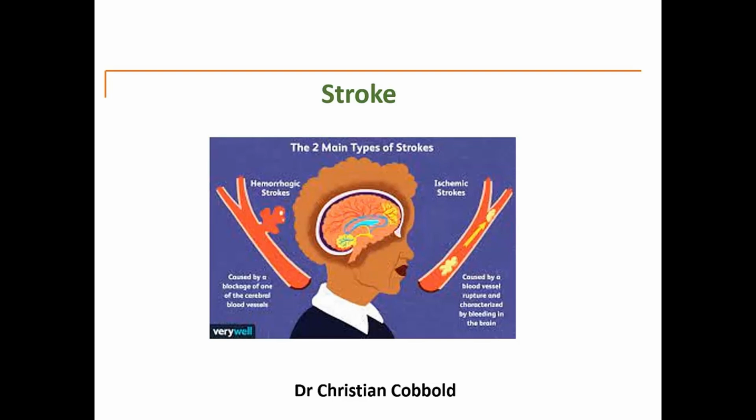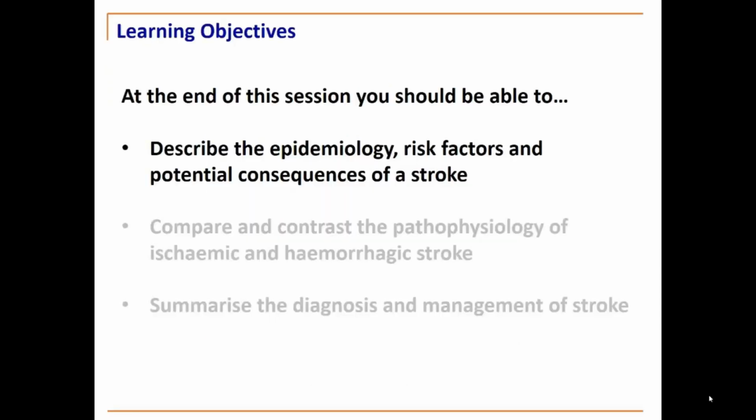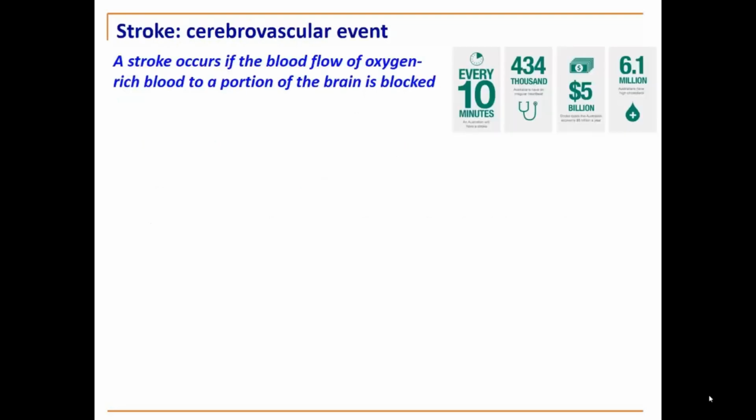In this session, we're going to be covering stroke. Specifically, we'll look initially at the epidemiology, the risk factors and the consequences of a stroke, before thinking about the pathophysiology of the two main types, that's ischemic and haemorrhagic stroke, and then talk about diagnosis and management.